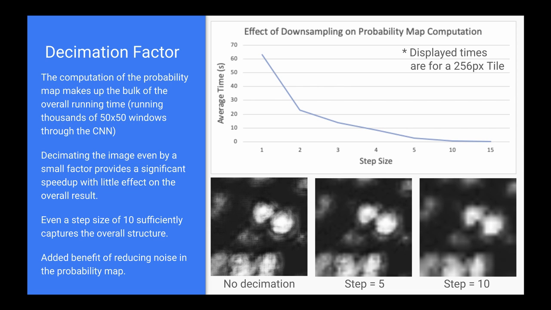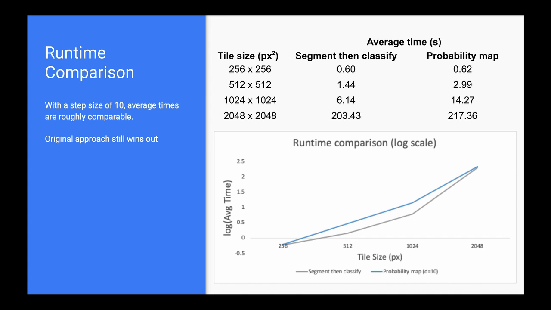And if you notice the curve on top of the slide here, you'll see that with a decimation factor of 1, meaning we're taking every pixel, it takes over a minute to complete this entire process. Whereas with a decimation factor of 10 or 15, the runtime is almost negligible. And note down at the bottom, with a step size of 10, we can see that decimation captures the overall structure of the probability map sufficiently well. And it also has the added benefit of reducing noise in the probability map.